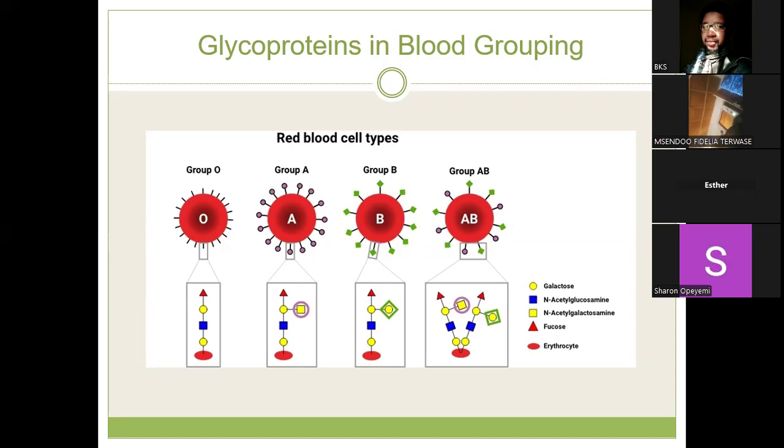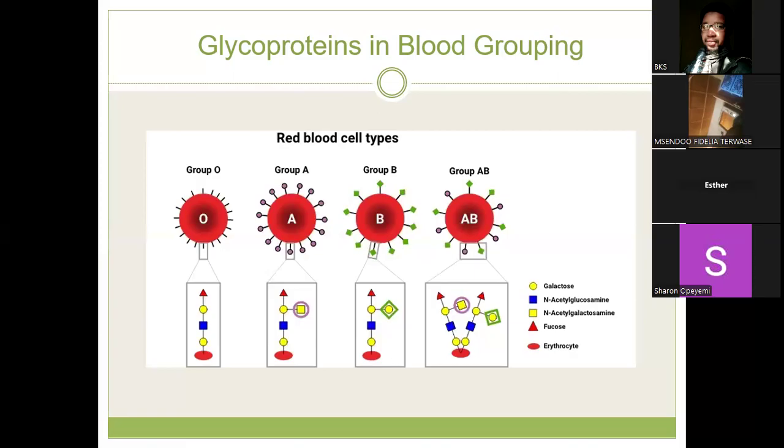Whereas we also have individuals that have a composition of A and B, where on their galactose, they have both N-acetylgalactosamine and galactose. Okay. They have both the two. So they are A and B. They have what is in A, they have what is in B. Therefore, they are classified as A and B. Is that clear? Yes, sir.